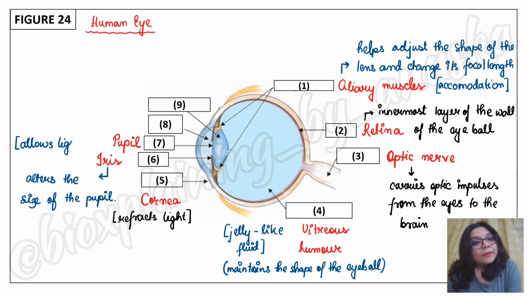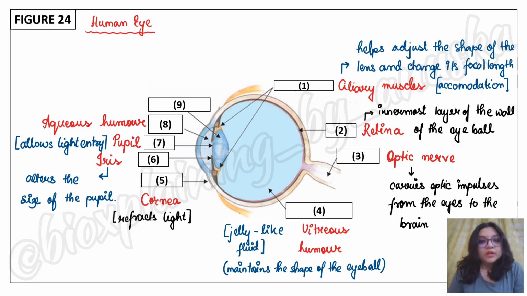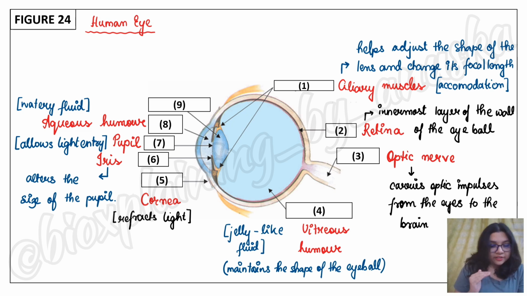तो pupil का काम क्या हो गया? It allows light to enter into the eye. तो it allows light entry. Then 8th वाला part क्या है? Front of the lens में, that is your aqueous humor. What is the function of aqueous humor? ये हो गया आपका water like fluid. ठीक है? आपका vitreous humor था jelly like fluid, ये हो गया water like fluid.